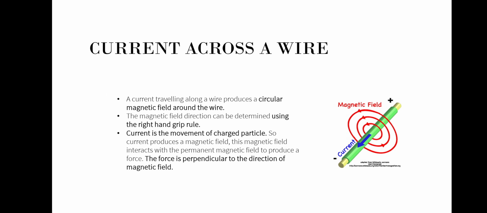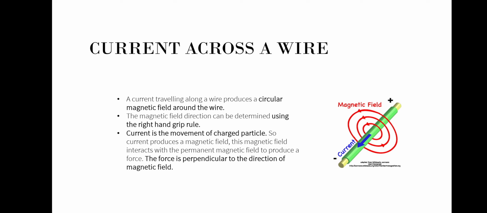Next up we have current across a wire. Now current traveling along a wire produces a circular magnetic field around the wire. The magnetic field direction can be determined using the right hand grip rule. Current is the movement of charged particles, so current produces a magnetic field. This magnetic field interacts with the permanent magnetic field to produce a force, and finally this force is perpendicular to the direction of the magnetic field.